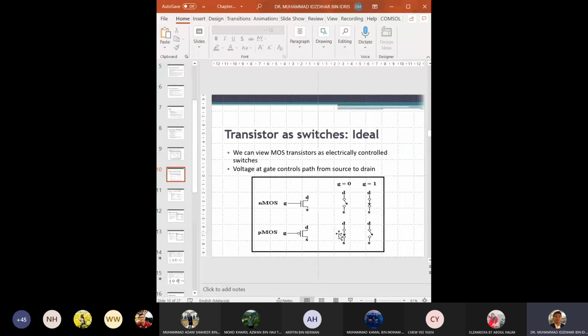So before you go to schematic, there's one thing that you need to know. I think you have learned about this before, many times. You know that a transistor can act as a switch, in the ideal case. So what is the meaning of that?